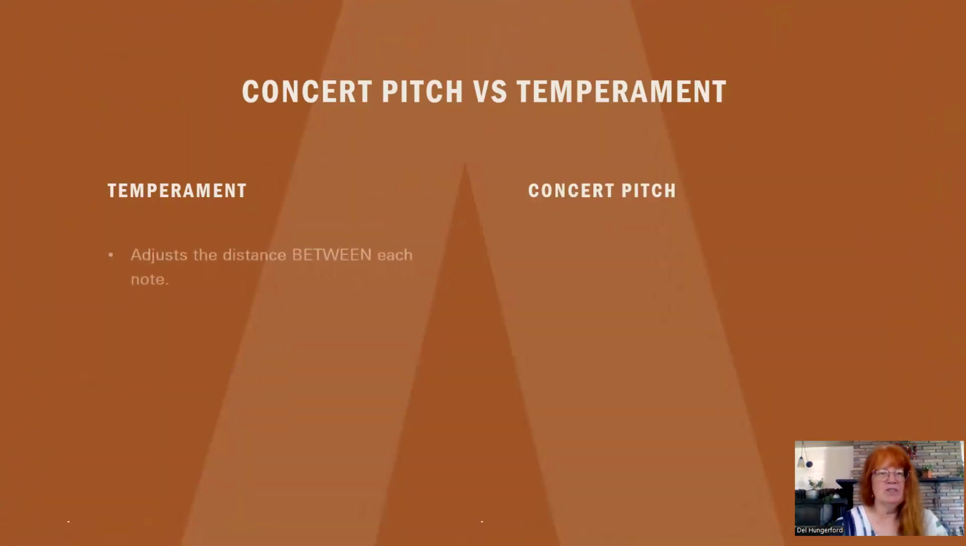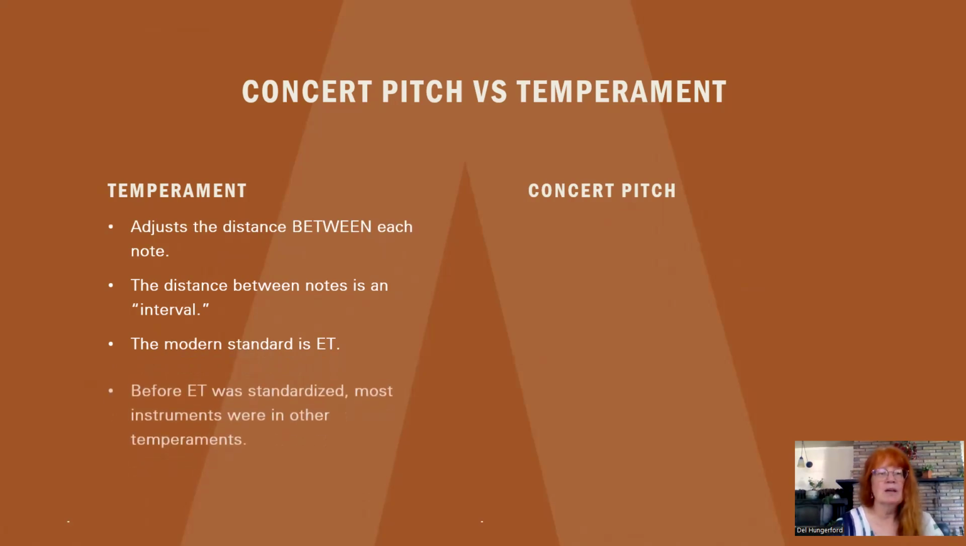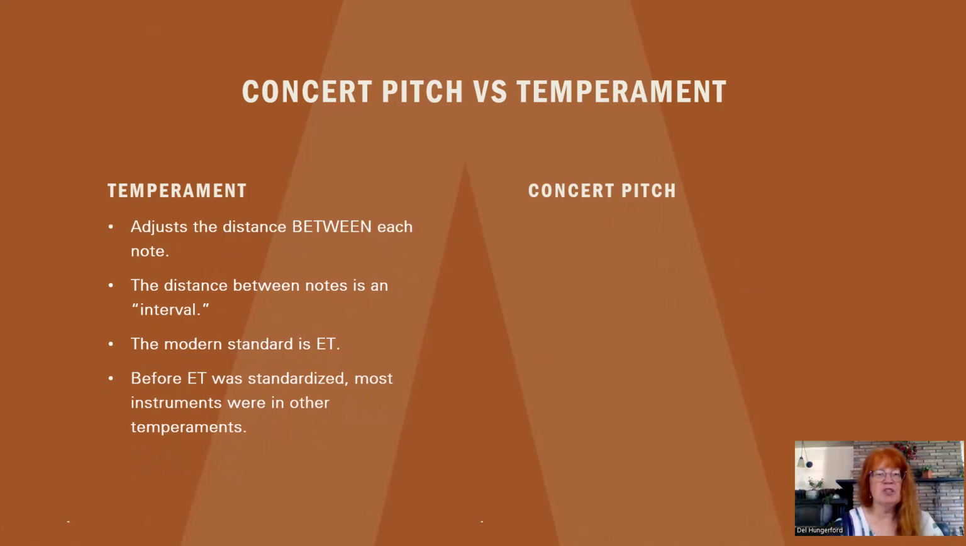Okay, so temperament, just as a refresher, it adjusts the distance between notes. And the distance between notes is also called an interval, like a minor second, major third, minor third, perfect fourth. Those are intervals. The modern standard is equal temperament, which is ET. Before ET was standardized, most instruments were in other temperaments, and there's a variety. And they had forms of equal temperament that were close, but you couldn't make it exact until we had a way to measure it in the 1800s.